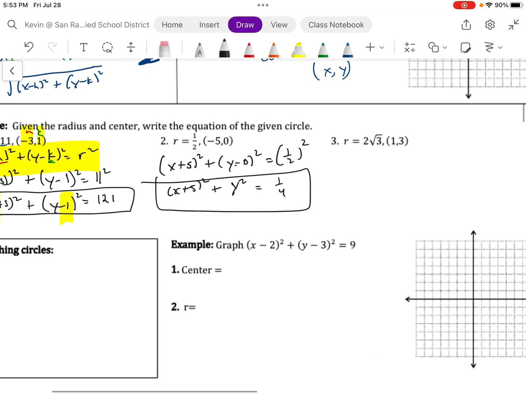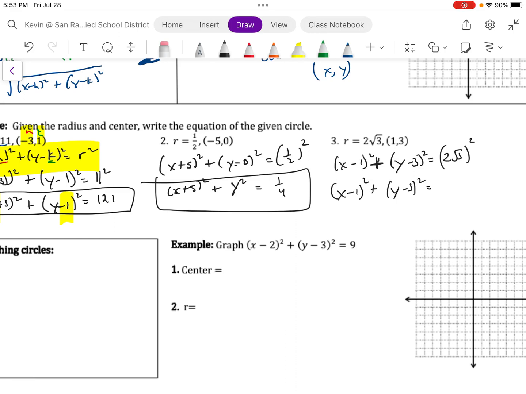Last one here, we're going to go x minus 1 squared plus y minus 3 squared equals 2 square root of 3 squared. Okay, this part we leave alone, x minus 1 squared plus y minus 3 squared. But we should know how to, and hopefully you do, know how to write this.